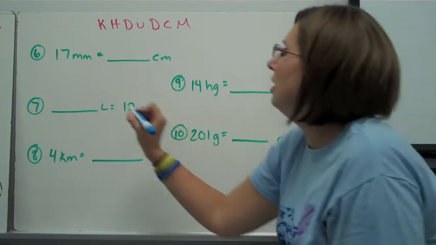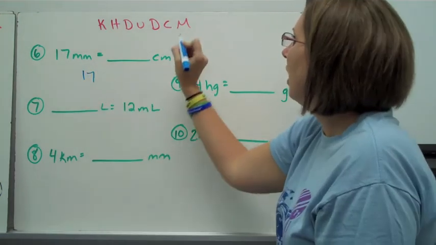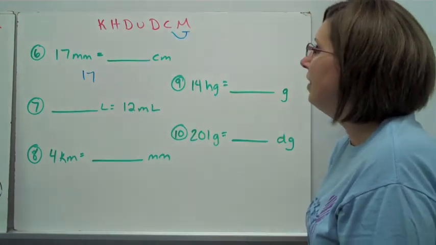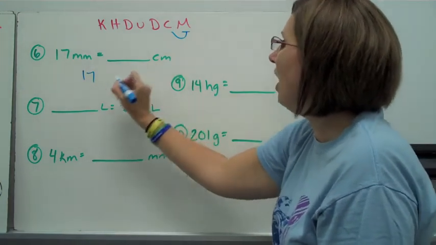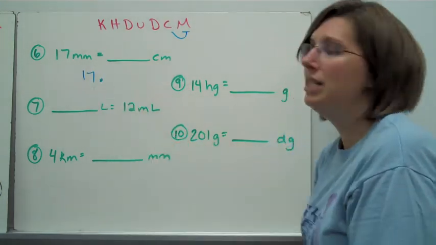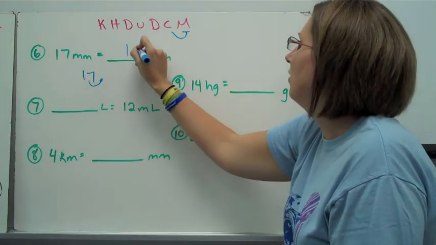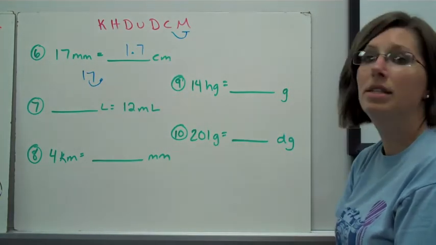I've got 17 millimeters. Here's my millimeters. I want to know how many centimeters that is. I move the decimal 1 place to the left. So in the number 17, there's my decimal. Move it 1 place to the left. I've got 1.7 centimeters.